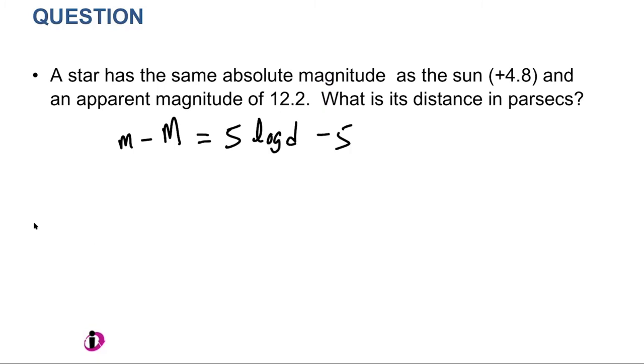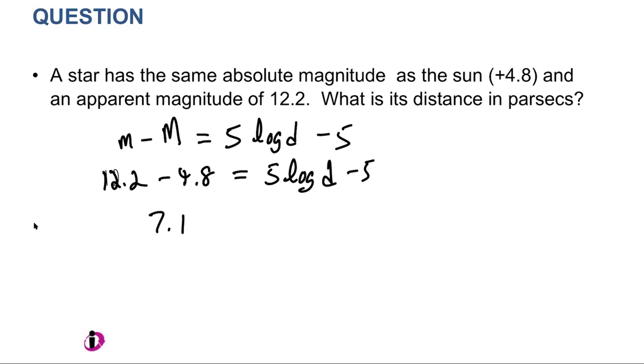This time, we don't know what the distance is. We're going to have to solve this for distance. So let's plug our numbers in. We know that the apparent magnitude is 12.2. So that's little m, 12.2, minus the absolute magnitude, which is 4.8, is equal to 5 times the log of the distance minus 5. Great. 12.2 minus 4.8, you can plug that in your calculator. It's 7.4 equals 5 times the log of the distance minus 5.